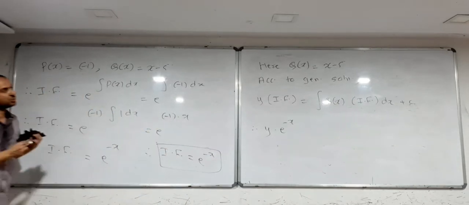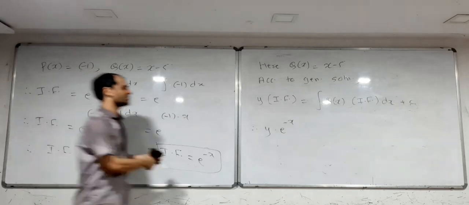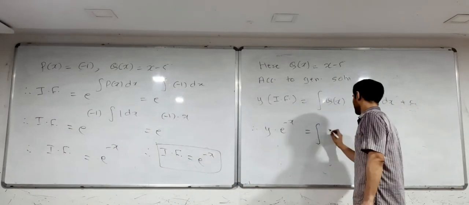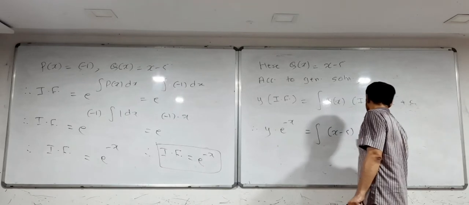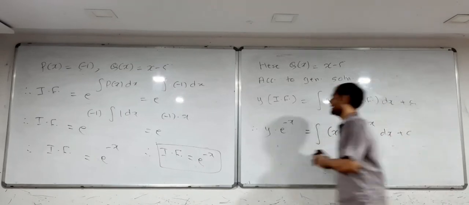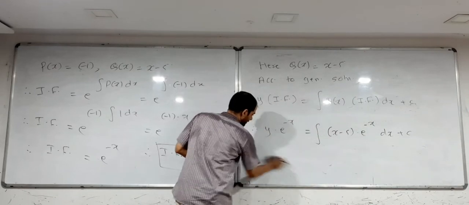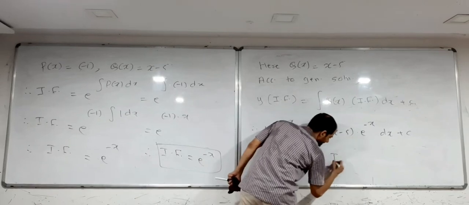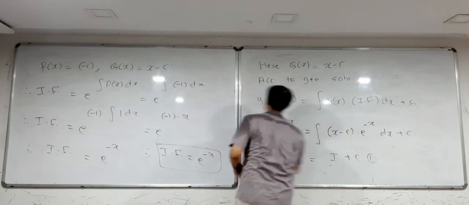और q of x तो already x minus 5 है, which is equal to integration of x minus 5 into e raised to minus x dx plus c. So I will ultimately y into e raised to minus x is I plus c. This is the result number 1.